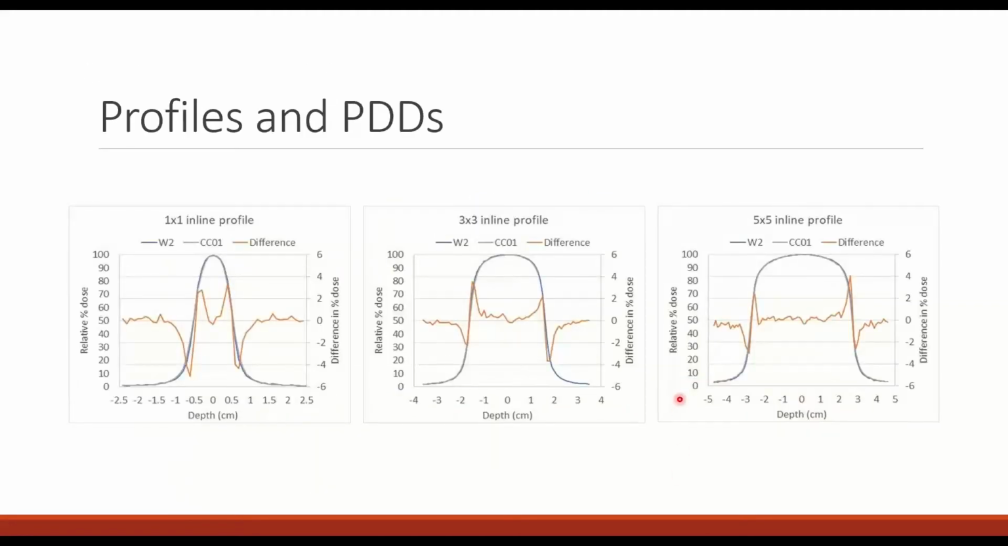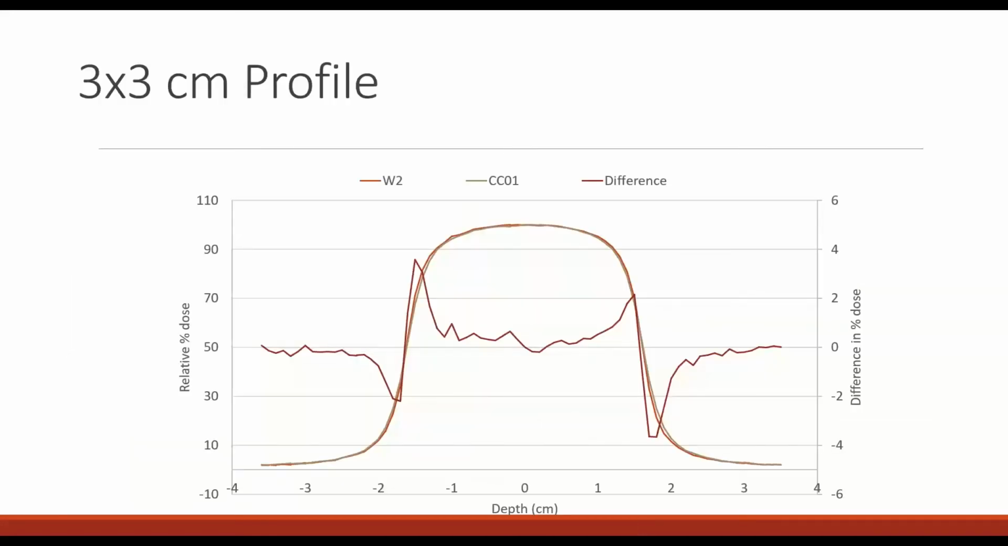Profiles, we saw a similar, very good agreement between the W2 and the CC01. And we'll look closer at the 3 by 3 as an example. The largest differences occur in the penumbra region, where the dose fall off of the W2 is slightly steeper than the CC01, which is likely due to there being less partial voluming within the W2 because of its small size.